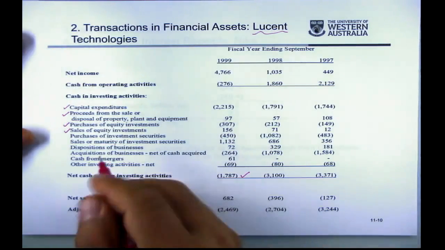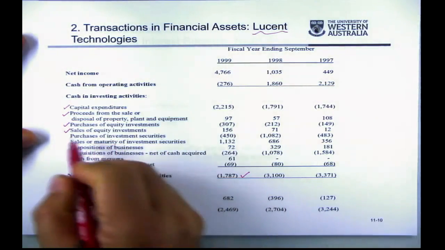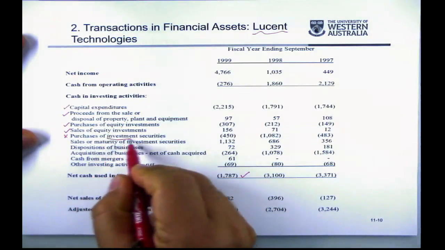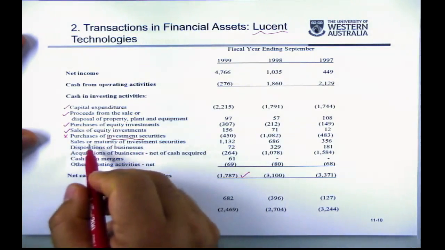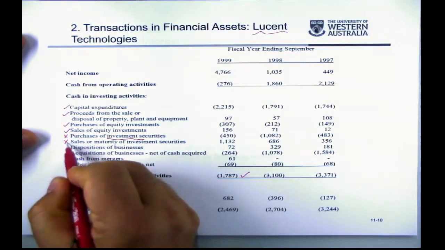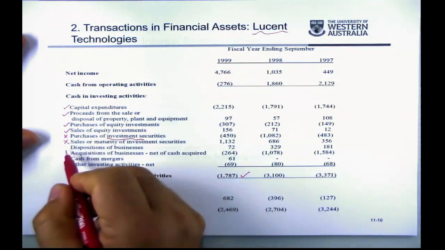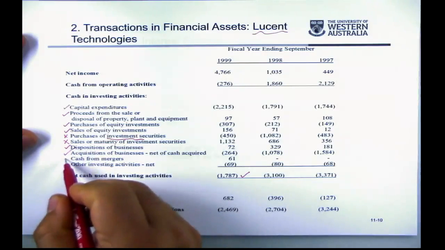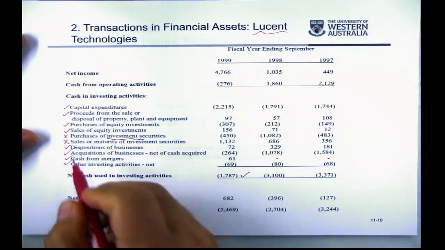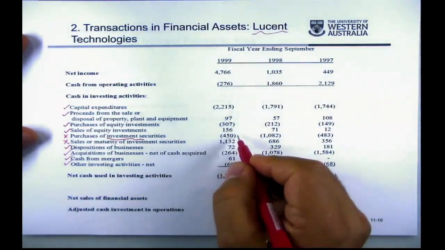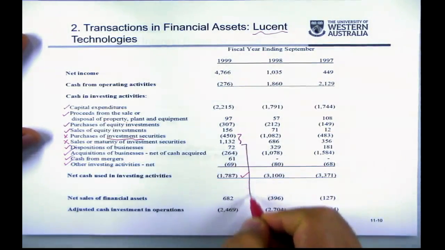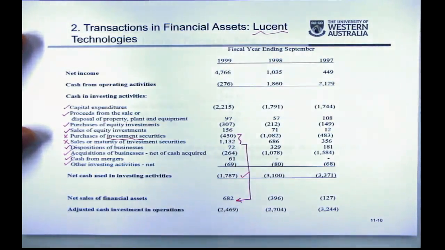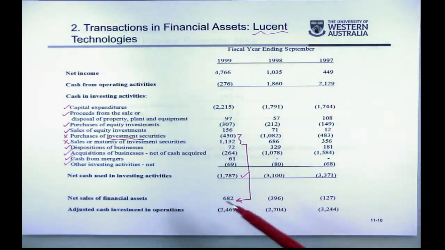Okay? Purchases of investment security, no. These ones usually are debt securities. Sales or maturity of investment securities, no. Dispositions of business, yes. Acquisitions of businesses, yes. Cash from mergers, yes. Other, okay. So these are the 2 items we need to exclude, and this is the net cash from them.